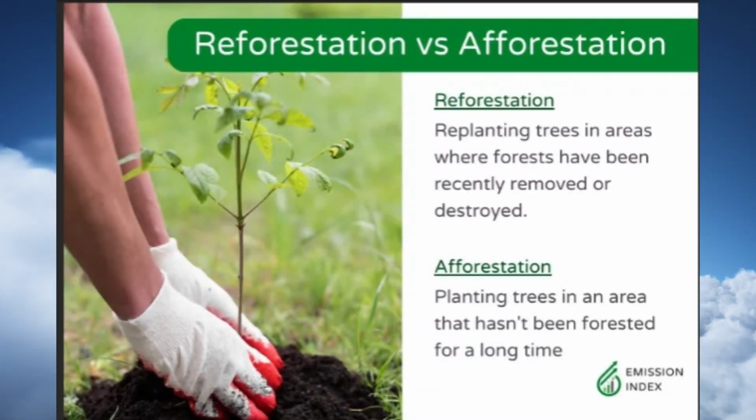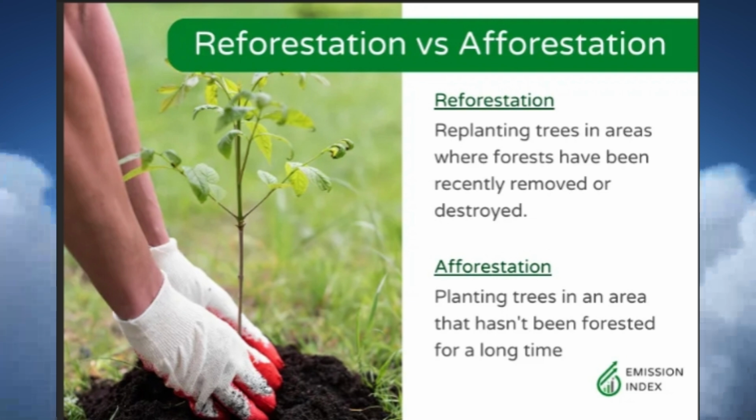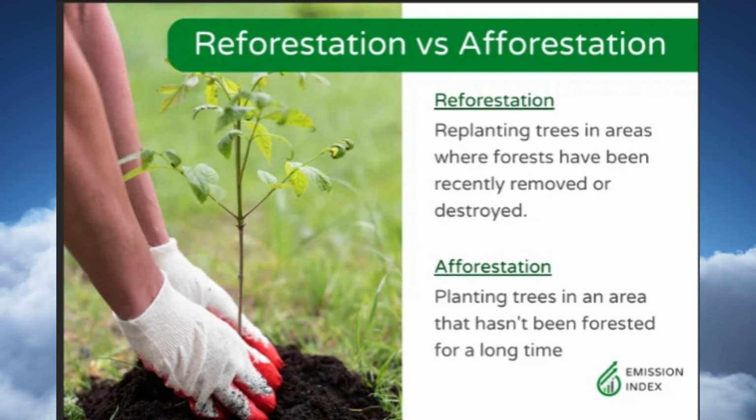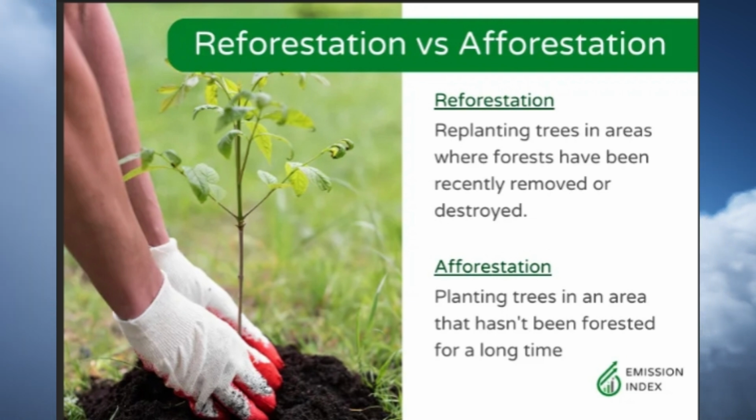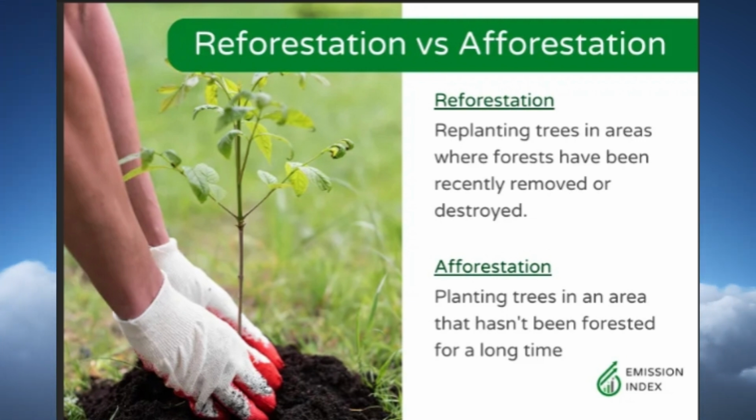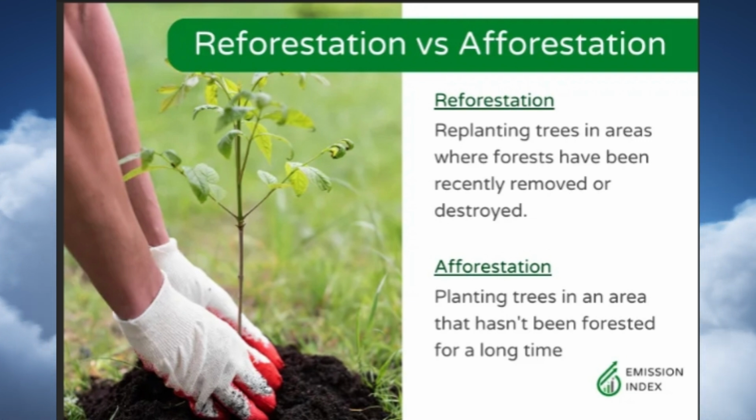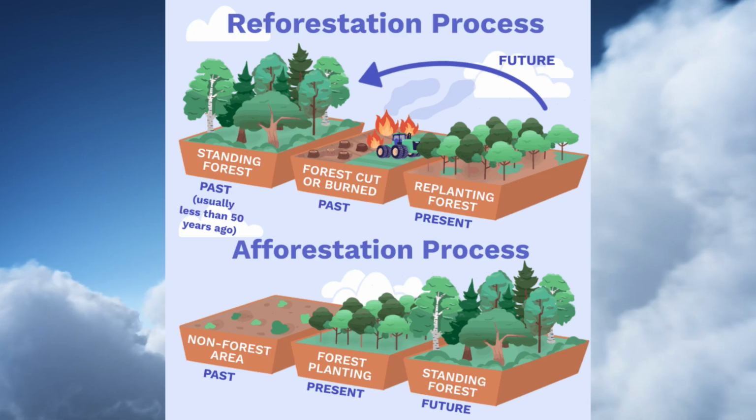Fourth, reforestation, afforestation, and forest conservation. Forests play a critical role in the global carbon cycle as natural carbon sinks. They absorb more CO2 than they emit. However, deforestation and forest degradation release stored carbon back into the atmosphere.